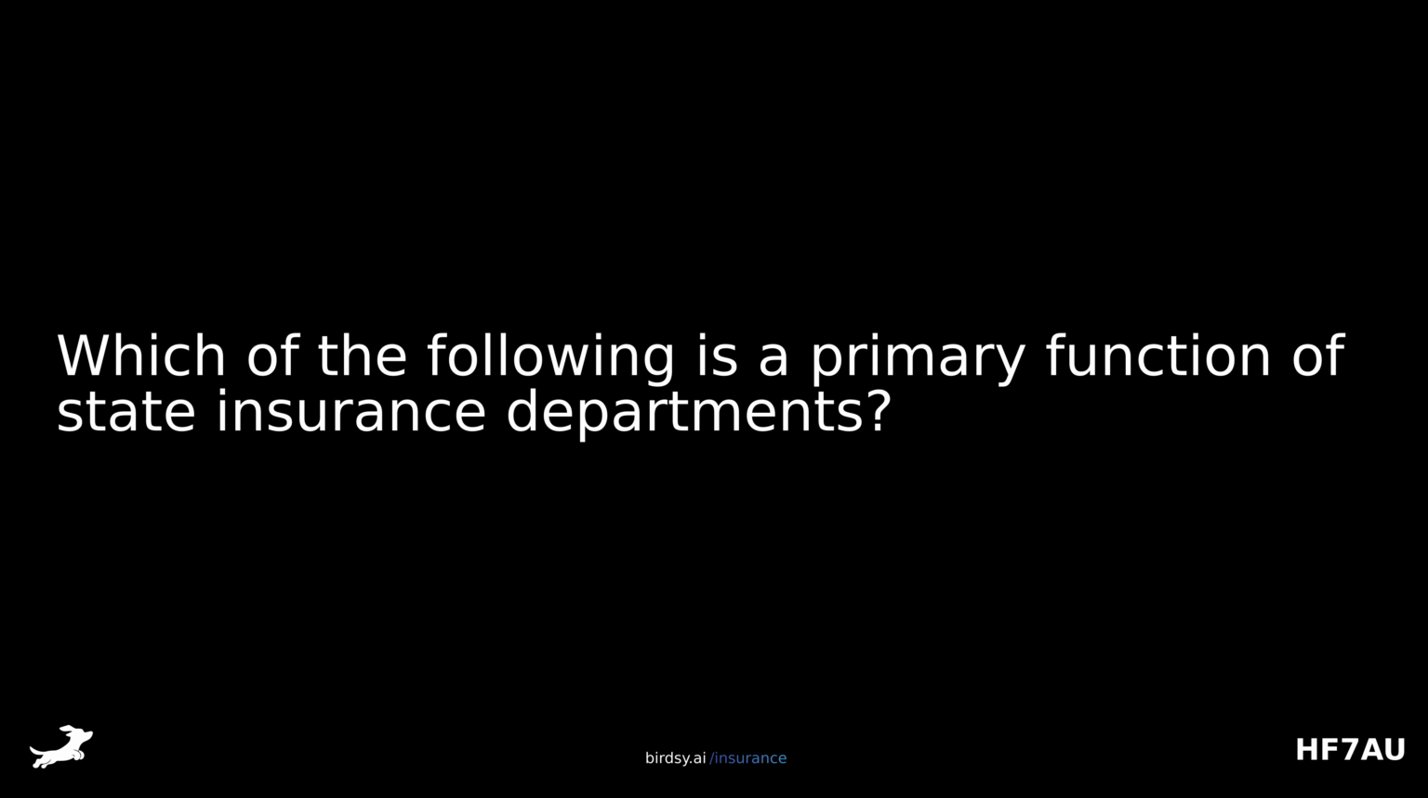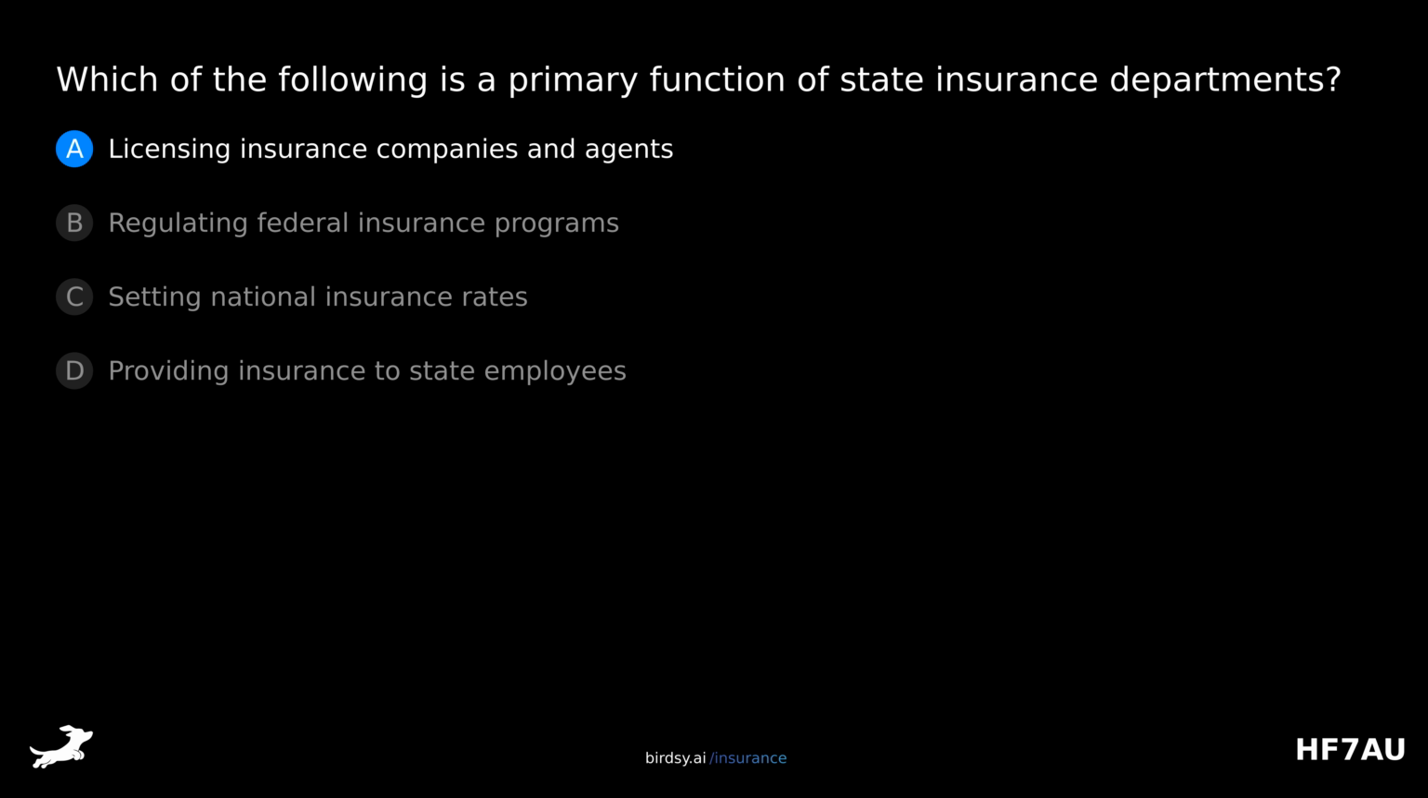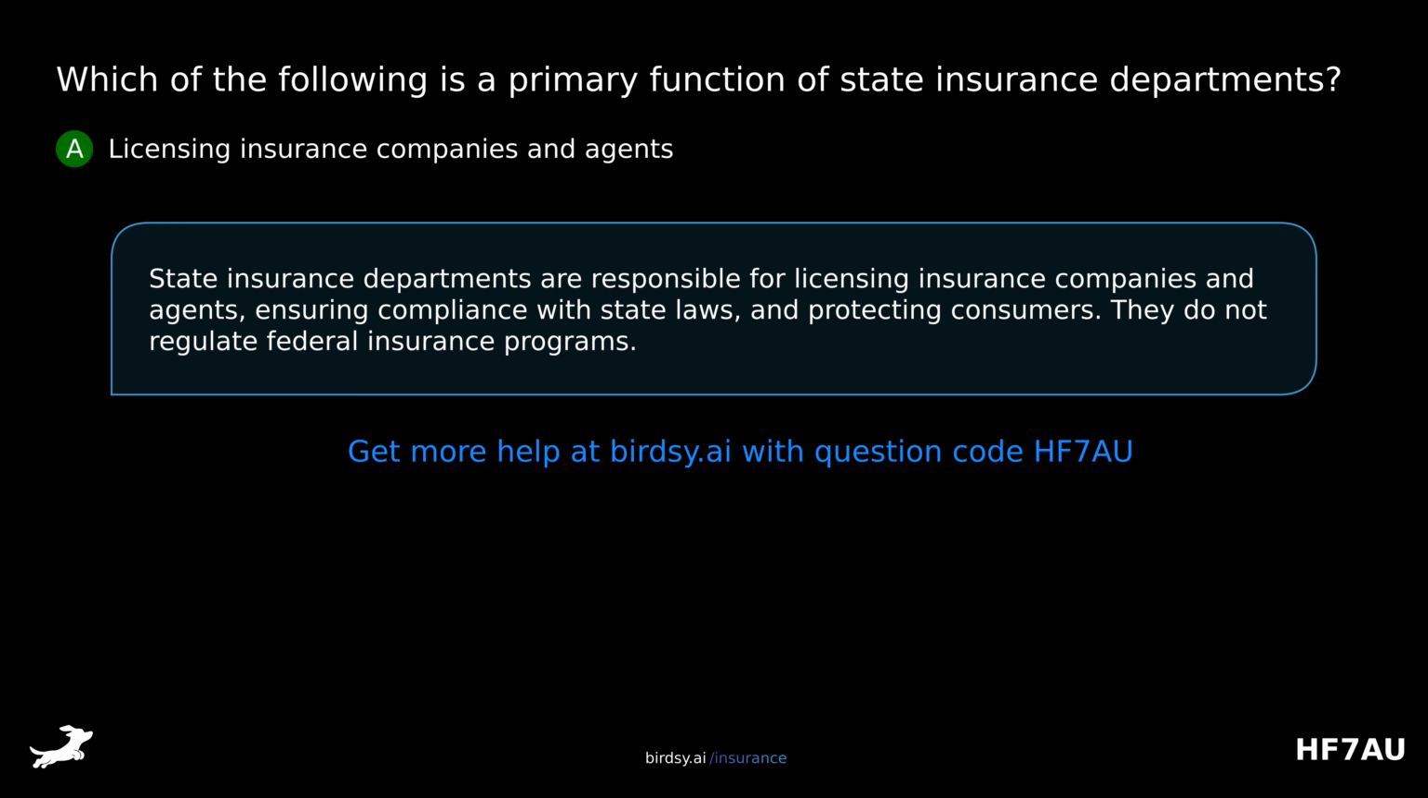Which of the following is a primary function of state insurance departments? Is it A, licensing insurance companies and agents, B, regulating federal insurance programs, C, setting national insurance rates, or D, providing insurance to state employees? The answer is A, licensing insurance companies and agents. State insurance departments are responsible for licensing insurance companies and agents, ensuring compliance with state laws, and protecting consumers. They do not regulate federal insurance programs.